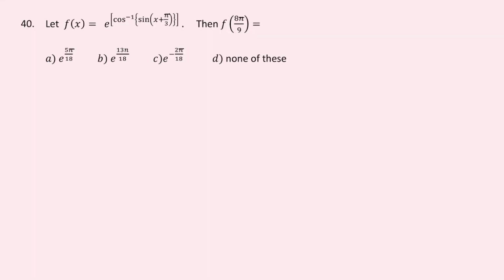Question number 40. This is the last question of section B. The given function f of x is e raised to cos inverse of sine of x plus pi by 3. We have to find f of 8 pi by 9. Let us substitute x as 8 pi by 9.